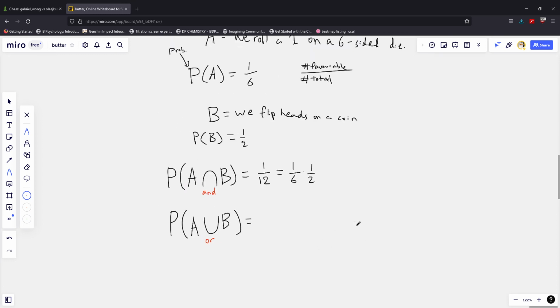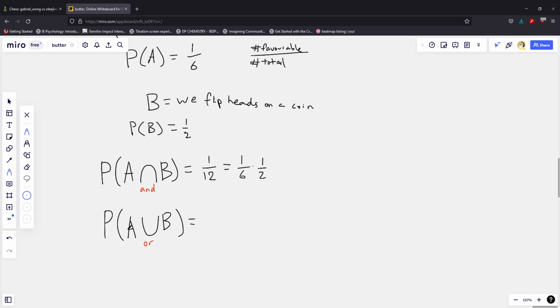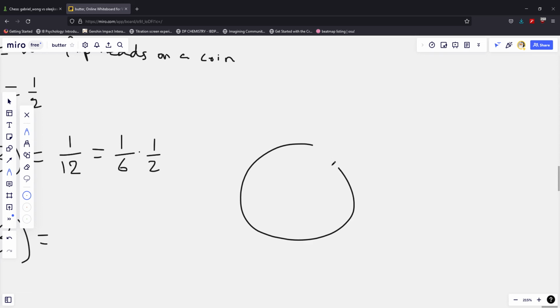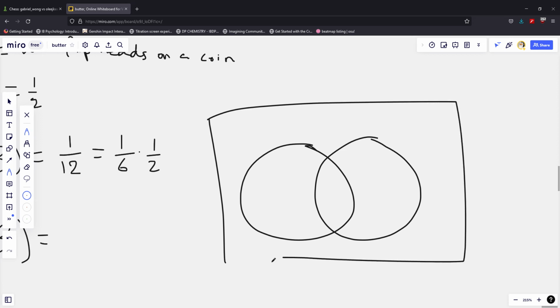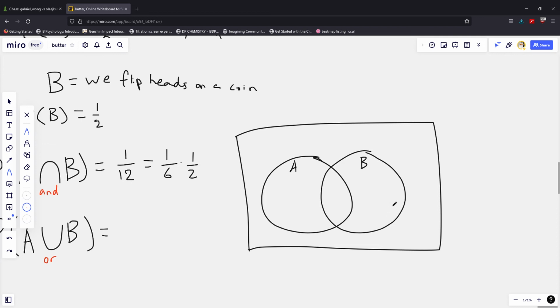And this one's maybe a little more tricky to find out. You can help understand this by drawing a Venn diagram. So let's draw that. Like that. And we have our box around the whole thing. Let's say this is event A over here, and this is going to be event B. This common area in the middle is the intersection area. That's why it's called intersection.